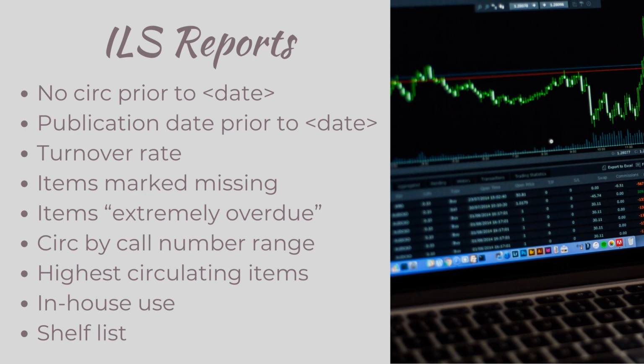I have a slide coming up that has more details on turnover. The rest of the reports listed on here are somewhat self-explanatory. We have items marked missing, which is just a list of what items have been marked missing, or items that are extremely overdue, maybe items that were due back over a year ago or 6 months ago, or whatever criteria you set. Circulation by a call number range.